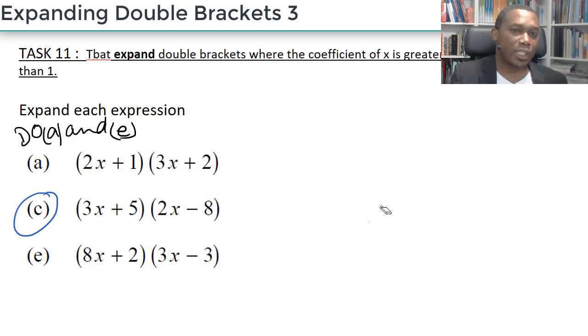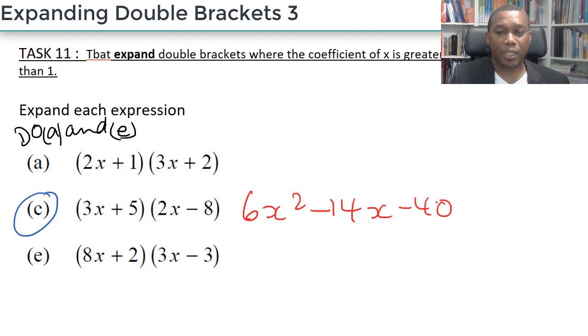So for C, can I just write down the answer? Please mark your work. We had 6x squared minus 14x minus 40. I'm just making sure.